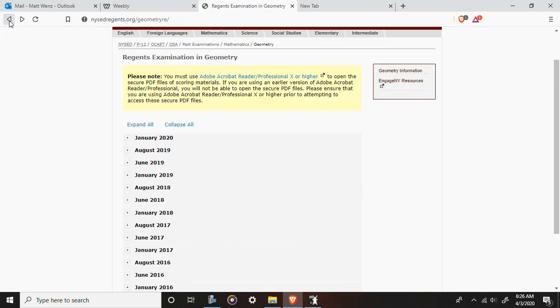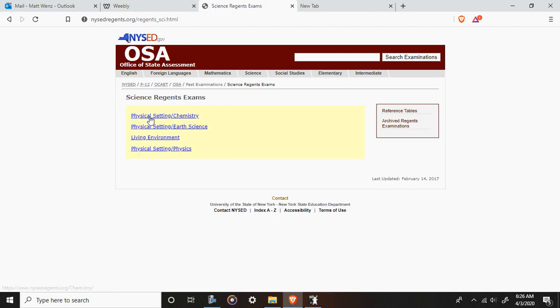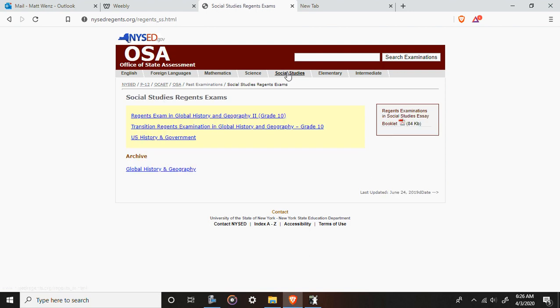I said this was the Regents section, the geometry section, because obviously if you guys go up at the top, there's all these different tests that you are either taking this year, or you may have to take. So, say for example, you go to science, chemistry, earth science, living environment, physics. You go to social studies. Now I know they're redoing the social studies one, so I'll talk to Rob about which one's the best. But again, I know you guys are taking Regents exam in global history. Okay, and here's a transition one.